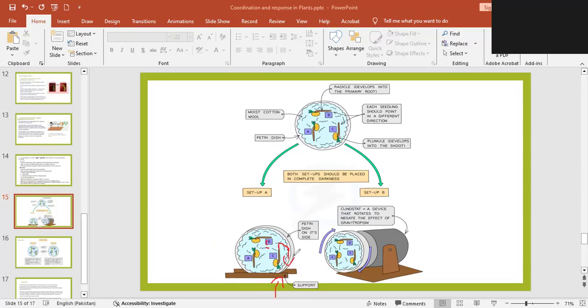Okay, and A is already going towards the gravity. You won't see any change in the root direction. Actually the root direction will tell you where the force of gravity is applying, and the shoot direction will tell you where the force of light is applying. If there's any bending, you will get to know that that is the particular area where the force is being applied. That's why we have taken the three seeds in a dish and placed them in different directions.